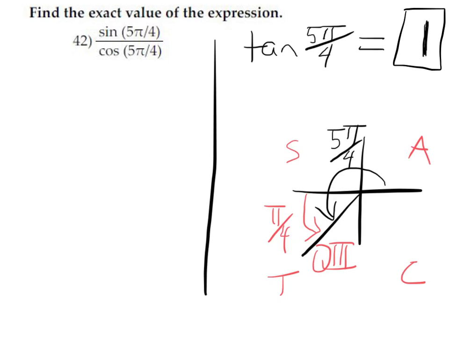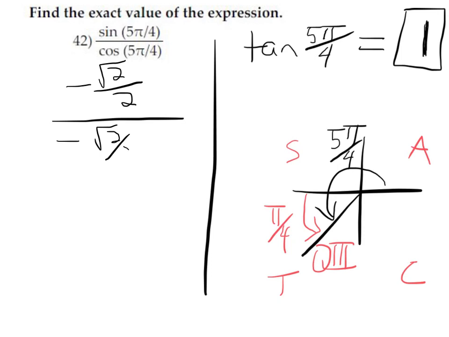Now to see this from a little bit different perspective, we could also work out the sine and the cosine separately. Sine of 5 pi fourths, quadrant 3, reference angle pi fourths, would be negative square root of 2 over 2. Cosine of 5 pi fourths, quadrant 3, reference angle pi fourths, is also negative square root of 2 over 2. This reduces to 1. So that would be another way you could do this. In both cases, you do have to figure out what reference angle, what quadrant this 5 pi fourths is in.